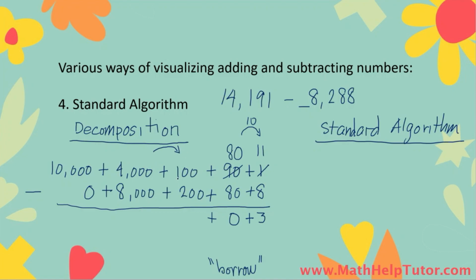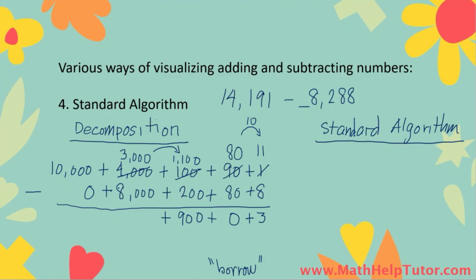So 100 plus 1,000 becomes 1,100. And 4,000, since we took away 1,000 from it, becomes a new number. It becomes 3,000. Now we can perform the subtraction in the hundreds place. What is 1,100 minus 200? That will be 900. Let's put a plus sign over here and then proceed with subtracting in the thousands place. Next is 3,000 minus 8,000, which is not possible because 8,000 is a lot larger than 3,000. So we can't take away 8,000 from 3,000.